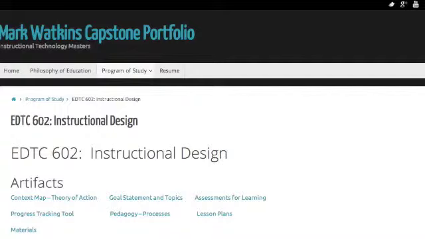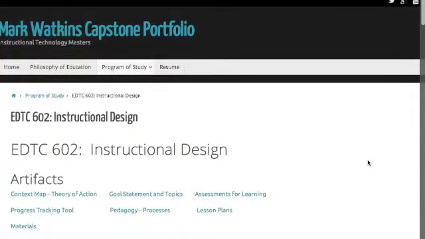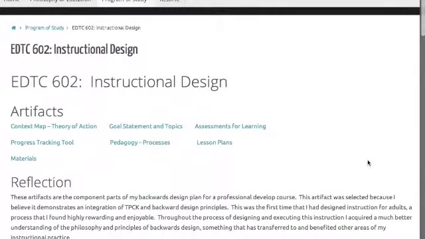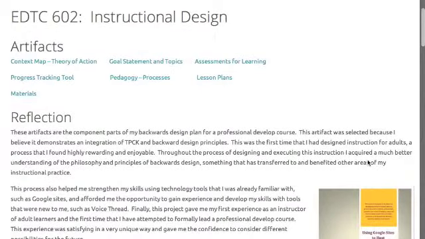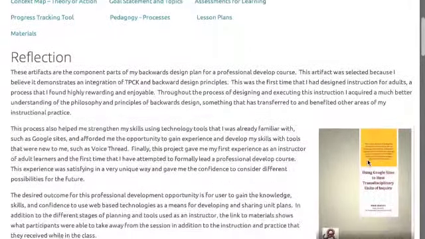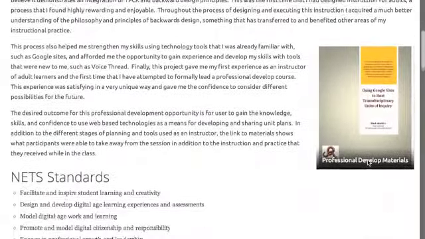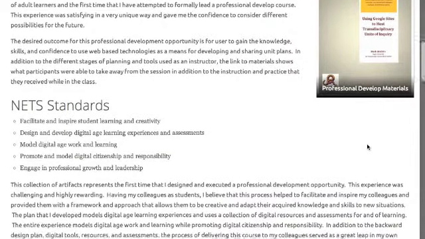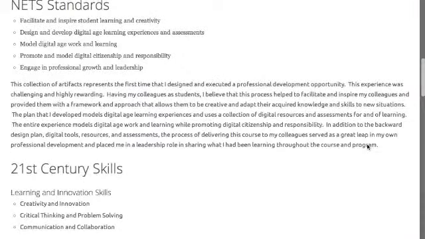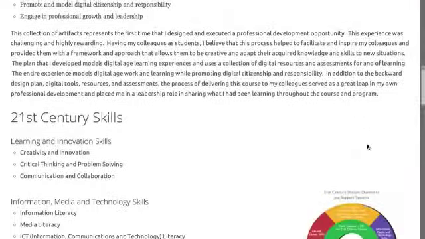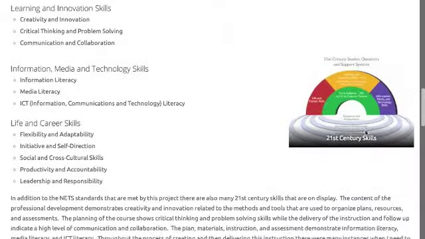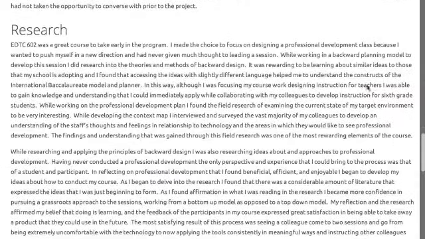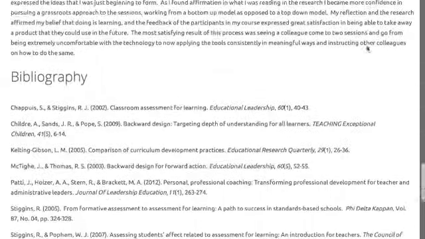Of course, you can see these artifacts and others linked in the EDTC 602 page that's underneath Program of Study in my Capstone portfolio, along with a little bit more reflection and some different takes on what it was like to engage in this process and do something new and something that was a challenge. I've also included the NETS standards that I believe apply and are represented by these artifacts and the 21st century skills that were in play as well. There's some reflection about the research that was done throughout this process, as well as a bibliography that shares all of the resources that were used during this course.